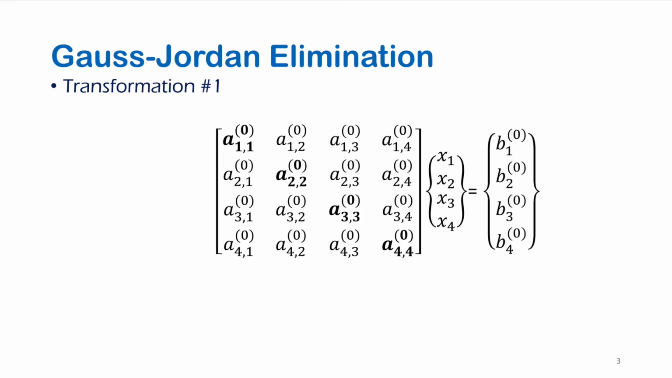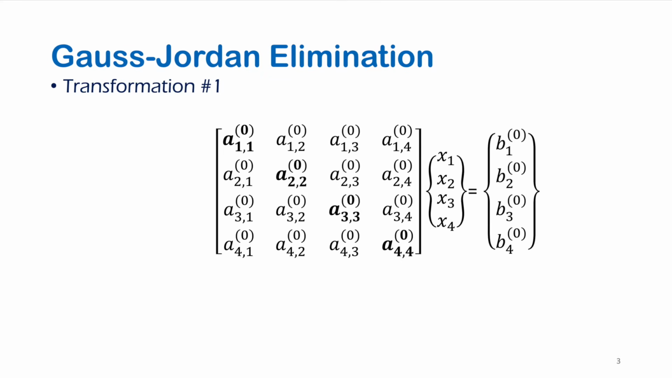I'll use this symbolic system of four equations to explain the method. The superscripts in the parentheses indicate the number of the applied transformations at each element. So the original system here has 0 transformations.